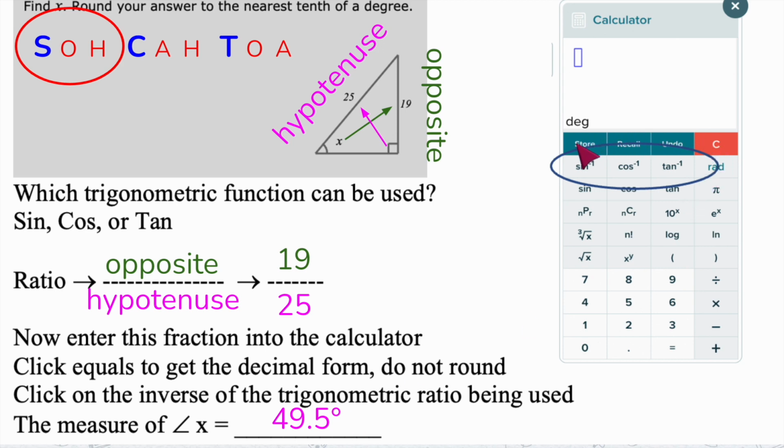So you can see this is what it looks like on Desmos. And you don't even have to click any buttons for this one because you see sine, cosine, tangent. It automatically gives you your inverse functions right above. So this is how you use your calculator to find a missing angle measure using the trigonometric functions.